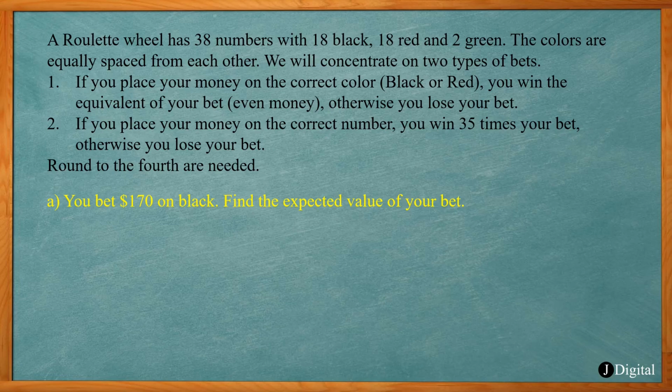Okay, so what are the different outcomes here? We can land on black and win, or we land on something that's not black and we're going to lose. So if you land on black, you're going to win even money or $170. So we're going to gain $170. And what's the probability of landing on black? We have 18 black out of a total 38. That's going to be 18 over 38.